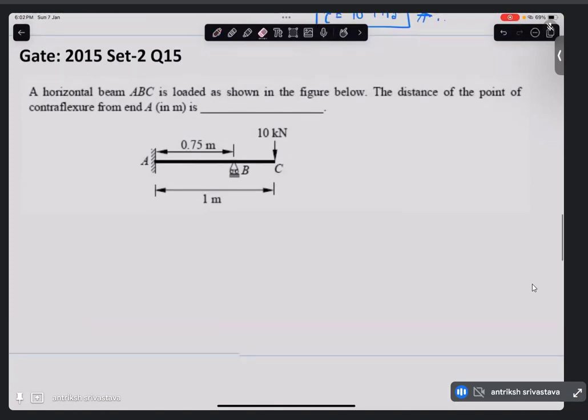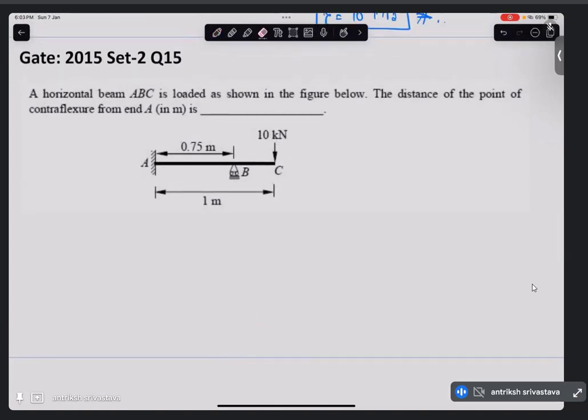So GATE 2015 set 2, question number 15. A horizontal beam ABC is loaded as shown in the figure below. The distance of the point of contraflexure from end A is. Now what is this point of contraflexure? Point of contraflexure is when the bending moment of the beam becomes 0. We just have to find out what is the bending moment, what is the location, what is the value of x when the bending moment becomes 0.